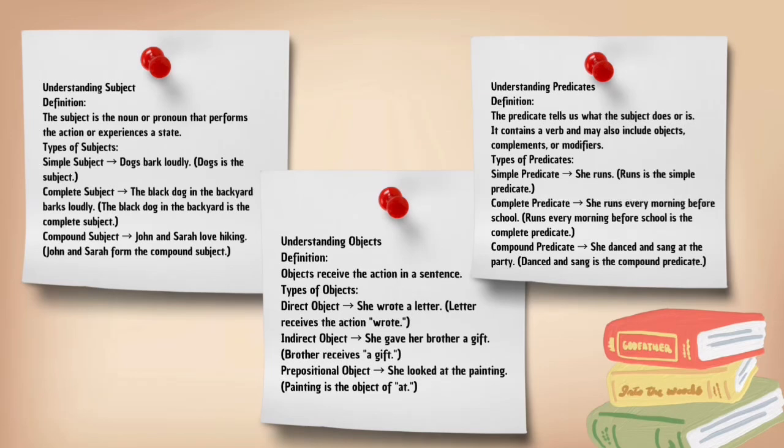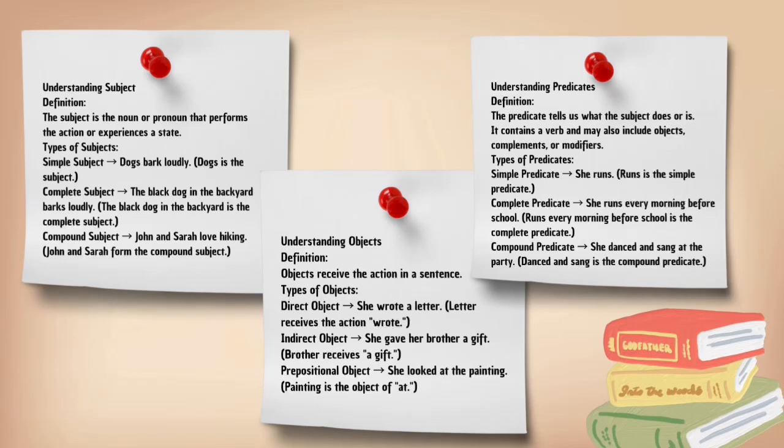The predicate. The predicate is the part of the sentence that tells us something about the subject. It contains the verb, and may also include objects, complements, and modifiers. There are types of predicate. The first one, we have simple predicate. Simple predicate is the main verb in the sentence.